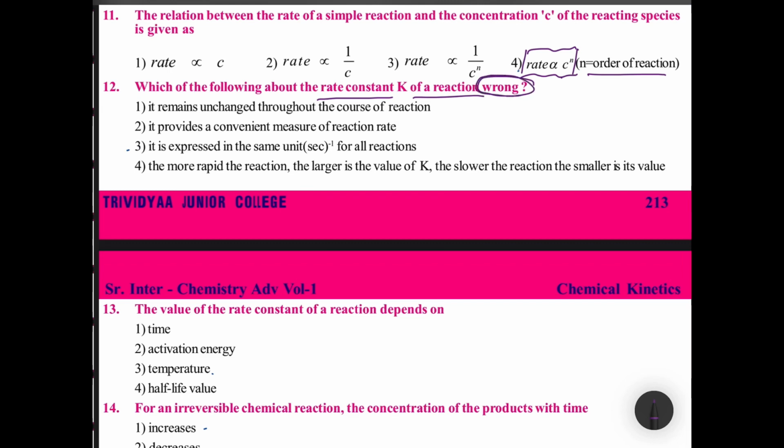See here, it should be wrong. It remains unchanged throughout the course of reaction, right? It provides a convenient measure of reaction rate, right? It is expressed in the same units for all reactions, no. Only for zero order reactions, rate units and K units are the same. For the remaining, it is not the same. So this is a wrong statement. The more rapid the reaction, the larger is the value of K. The slower the reaction, the smaller its value, 100% right. So option 3.